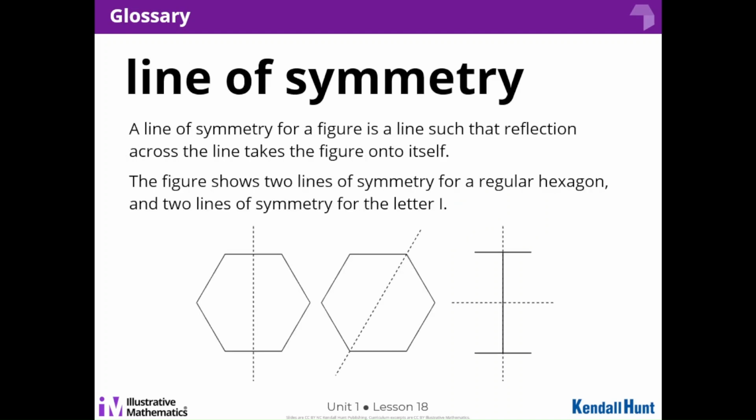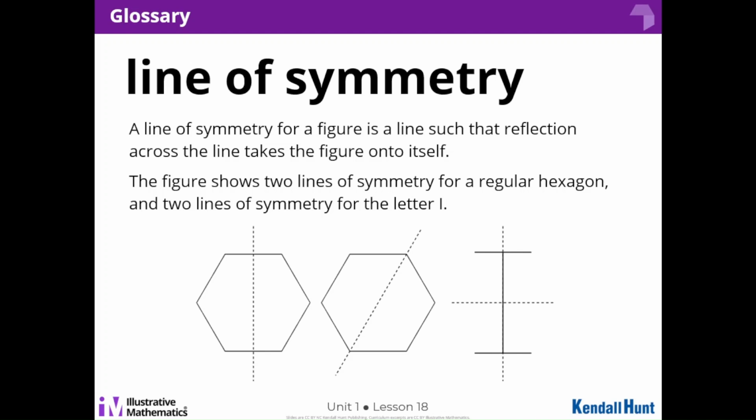Line of symmetry means a line where you can reflect what is on one side of the line across that line of symmetry to the other side, and the figures will line up perfectly. So on the left, we're going to take that regular hexagon, fold it in half to the right, and the lines will match up exactly.